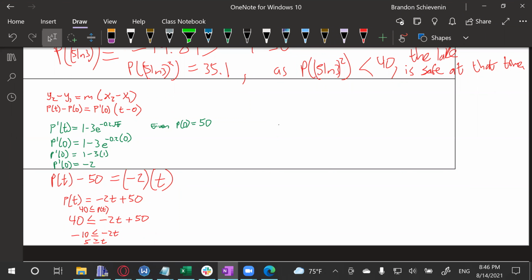Answer with reason. 1 point for setting p prime at t equal to 0 to find critical points. Okay, we did that right at the beginning. And 1 point for solving for t. T ended up being 5ln3 squared.